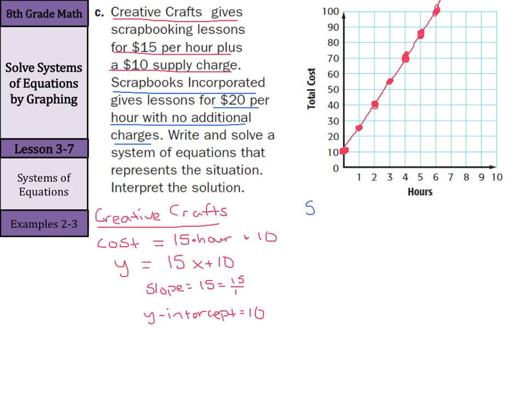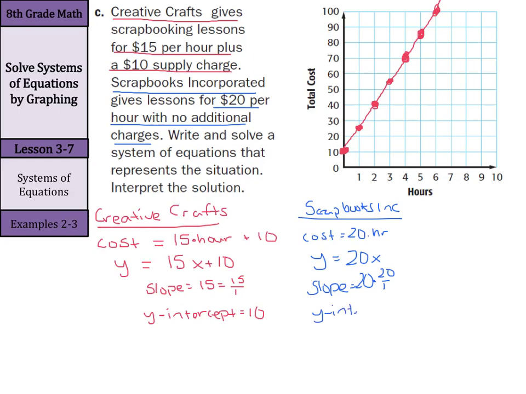So if I look at Scrapbooks Inc., their cost is simply $20 per hour, and they don't have any charges. So y equals 20x. So I can interpret this then as my slope being 20, or 20 over 1. And my y-intercept, well, it's not that I don't have one, with no additional charge, it's just my y-intercept is 0. So my y-intercept here is 0.